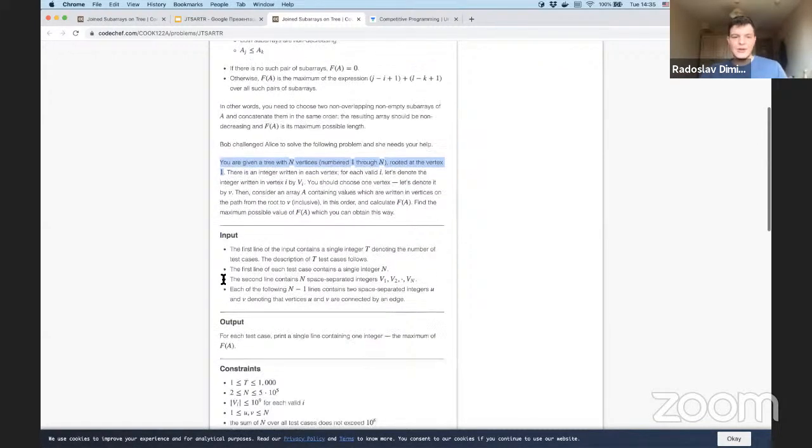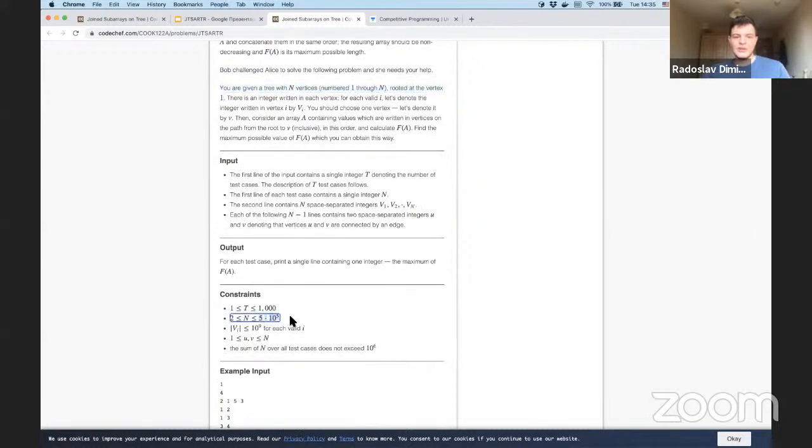So the constraints are basically up to 5 multiplied by 10 to the 5, which is 500,000. That's pretty large, and you would expect to have a solution which is either linear or linear multiplied by a logarithm. Maybe if you have a very optimized solution, you would need linear multiplied by logarithm squared. But in general, you would expect something along these lines. So let's get back to the solution.